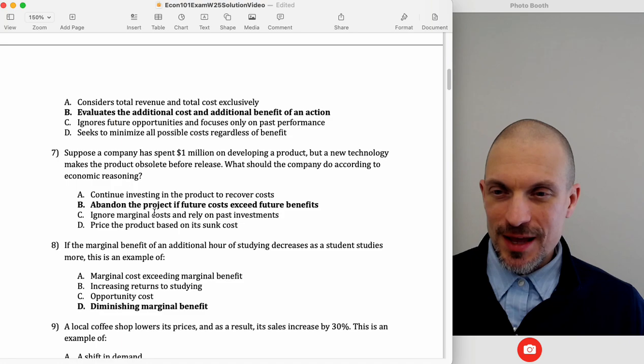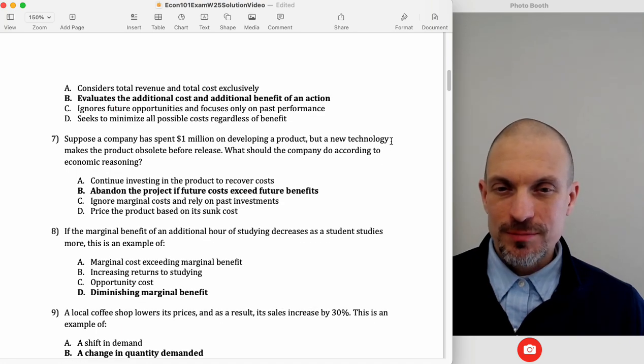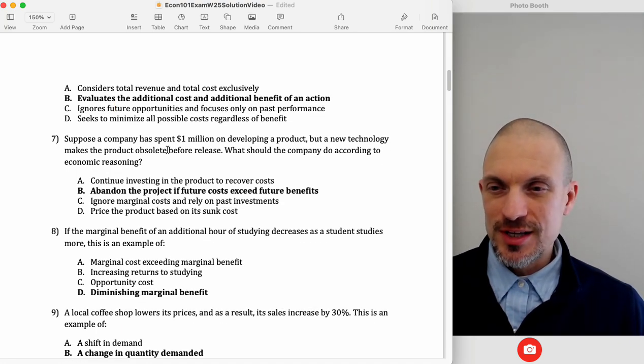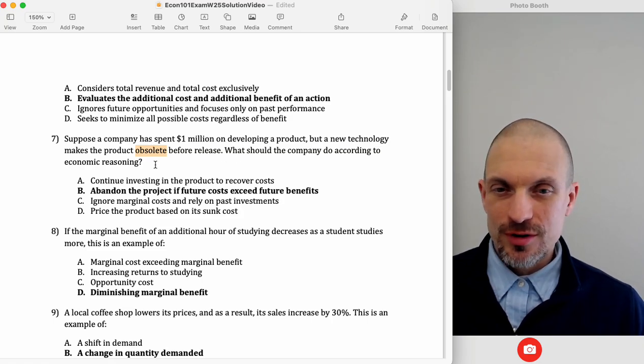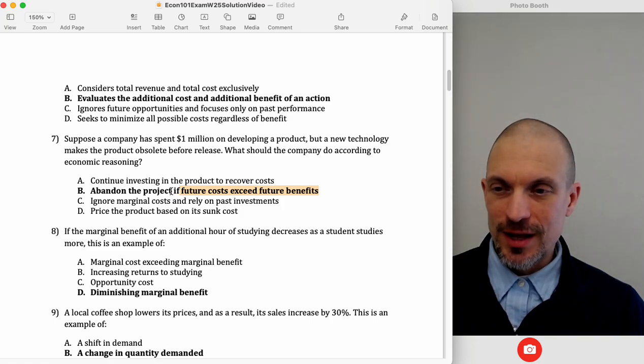Suppose a company has spent $1 million on developing a product, but a new technology makes the product obsolete. This means outdated prior to release. What should the company do according to economic reasoning? Well, you've already spent the $1 million. You can't get that back. And so what's relevant, though, is let's consider future costs and future benefits.